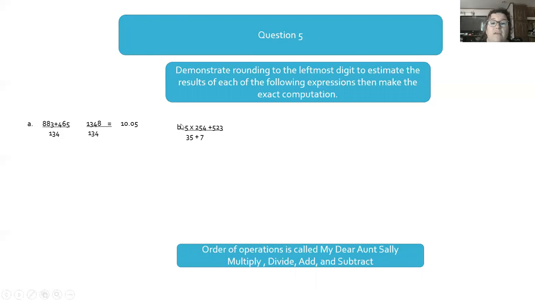Okay. B is 5 times 254 plus 523 over 35 plus 7. So what we're going to do is multiply, because my dear Aunt Sally. Okay, so we multiply first. It's going to give us 1,270, and then we're going to bring over the 523.